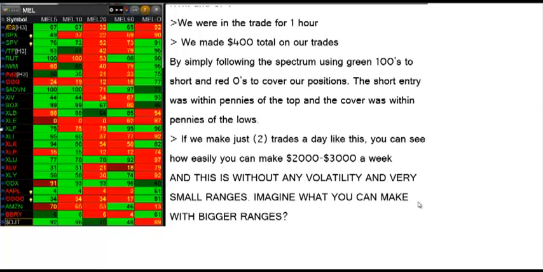This is just being at your computer, watching the spectrum, taking the trades, and if you don't know anything about options or anything like that, because that's what I used, you can use the inverse ETFs or the ProShares, however you want to use it. But this is just a leverage trade that I made, and really this is how easy it is.